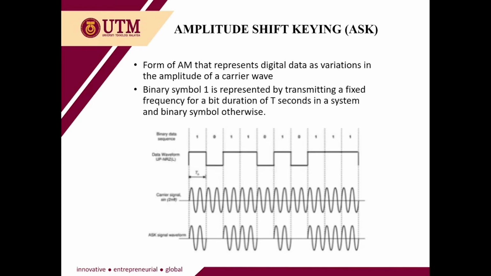We will take a look at amplitude shift key, ASK. It is a form of amplitude modulation that represents digital data as variation in the amplitude of the carrier wave. A binary symbol 1 is represented by transmitting a fixed frequency for a bit duration of T seconds in a system, and a binary symbol 0 otherwise. The picture below will show the binary data sequence, the data waveform, the carrier signal in sine, and the ASK signal waveform.